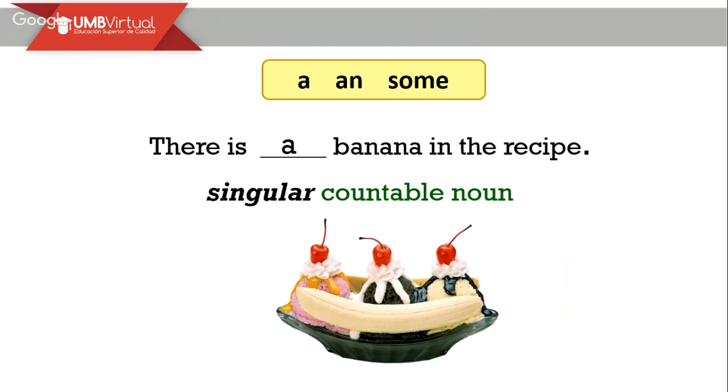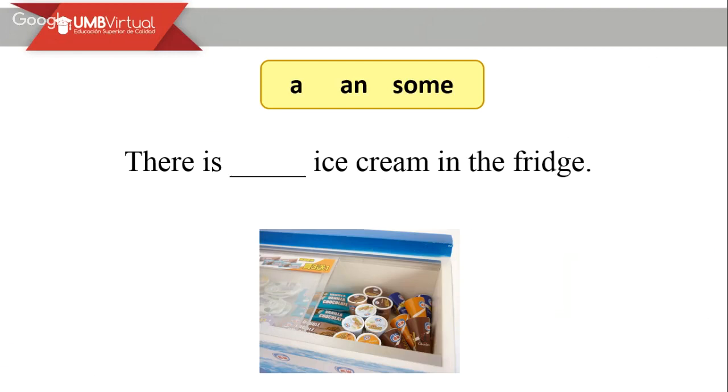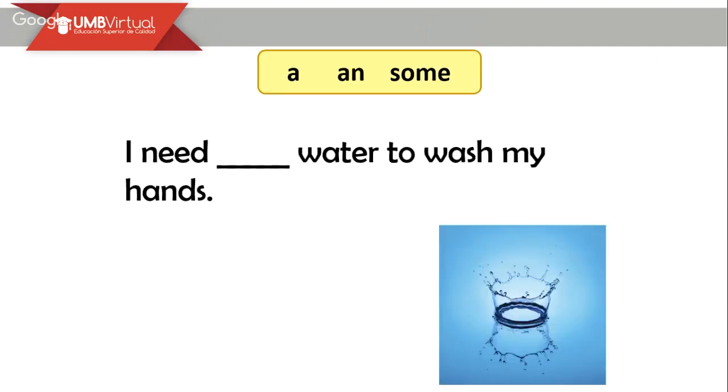Okay, singular countable noun. Number two, there is ice cream in the fridge. Entonces, ¿cuánto helado hay? Vamos a utilizar el a, an, or some. What do you think is the correct word? Ice cream, countable or uncountable? Ok, right here. Por sí como tal el ingrediente es incontable. ¿Ok? Lo que contamos son, podemos decir que hay 5 frascos de helado. Pero cuando decimos solo helado, nos referimos a algún ingrediente que no podemos contar. So, there is some ice cream in the fridge.